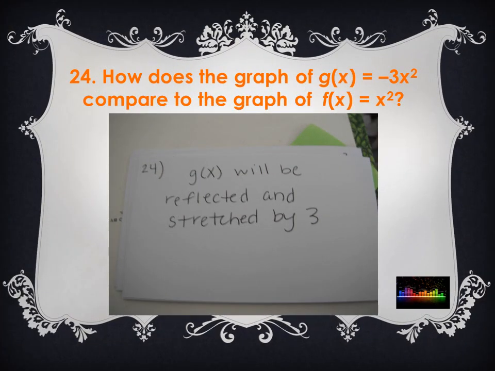So we are given a function, g of x, and our parent function, which is x squared. The only thing that's different between these two is the negative 3 out in front. The negative tells you that your function is going to be reflected over the x-axis, and the 3 gives it a vertical stretch of 3. So g of x is reflected and has a vertical stretch of 3.